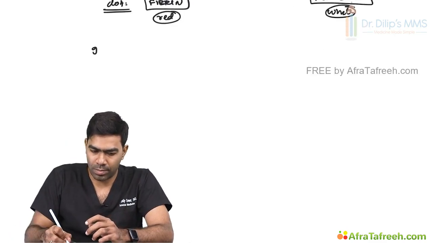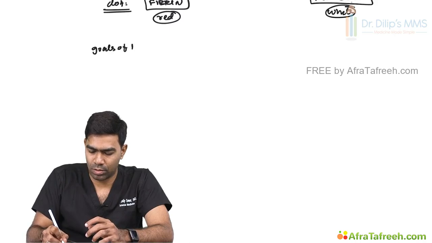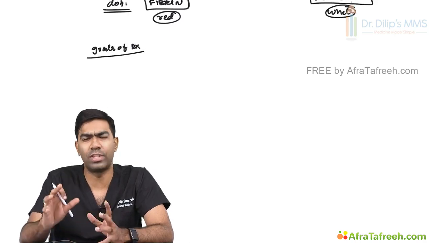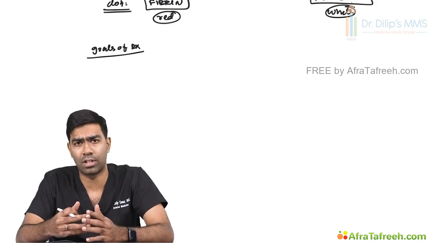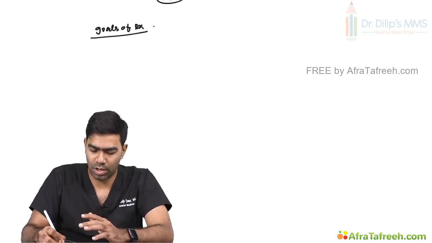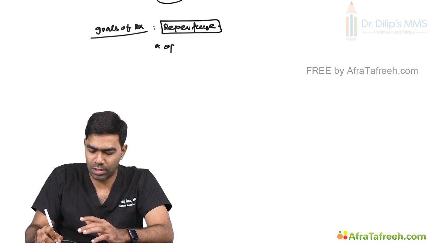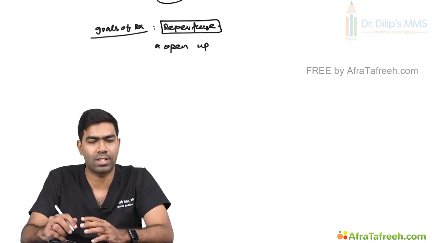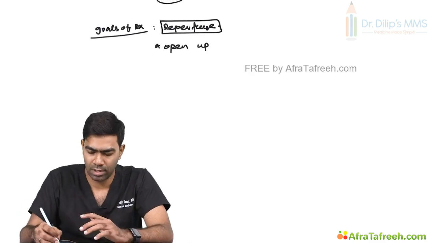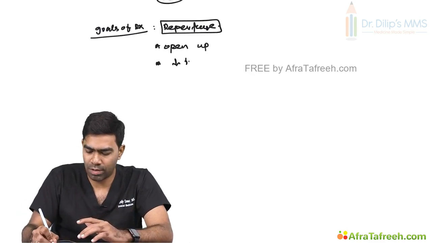So what are the goals of therapy? What do you have to do in the setting of a STEMI? It's a full occlusion, 100% occlusion. So you have to try to reperfuse as soon as possible, which means you have to open up the vessel through some form of revascularization like fibrinolysis or a PCI, and you have to reduce the infarct size.